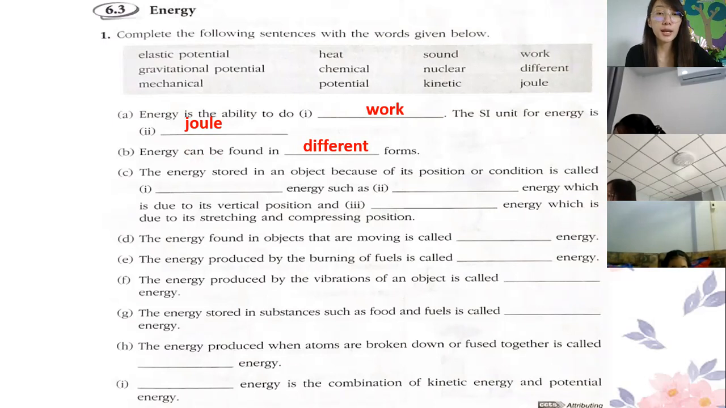And question B, energy can be found in different forms, right? What are those forms? It's found in different forms like gravitational potential, mechanical energy, potential energy, chemical energy, kinetic energy, right? It's found in different kinds of forms.